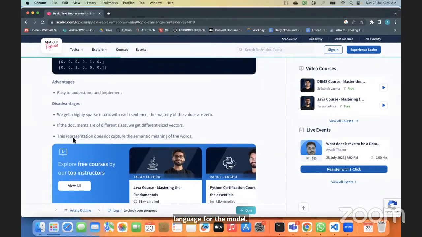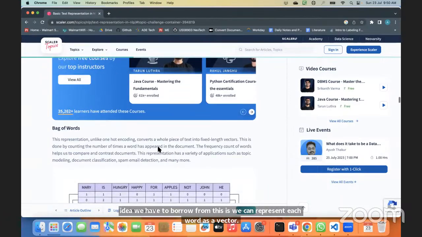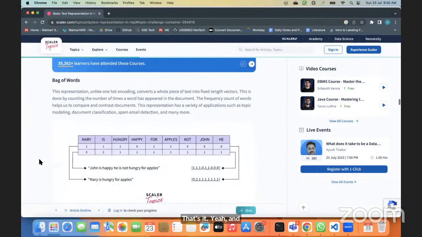And yeah, this representation, as we discussed, does not capture the semantics of the word. It just captures 1 and 0. It doesn't capture anything. But the idea we have to borrow from this is we can represent each word as a vector. That's it.